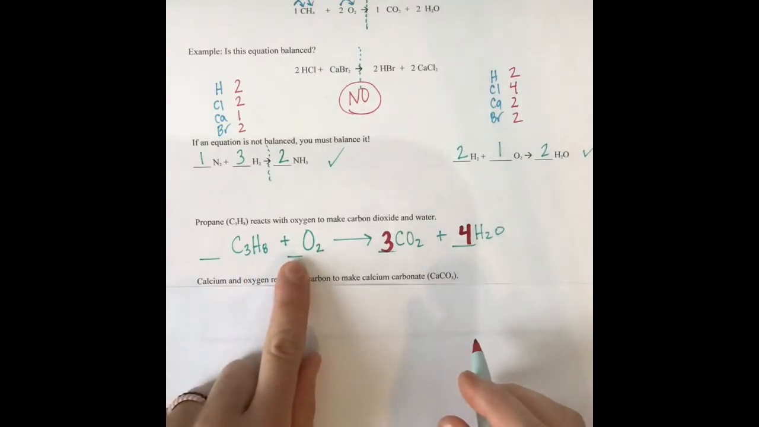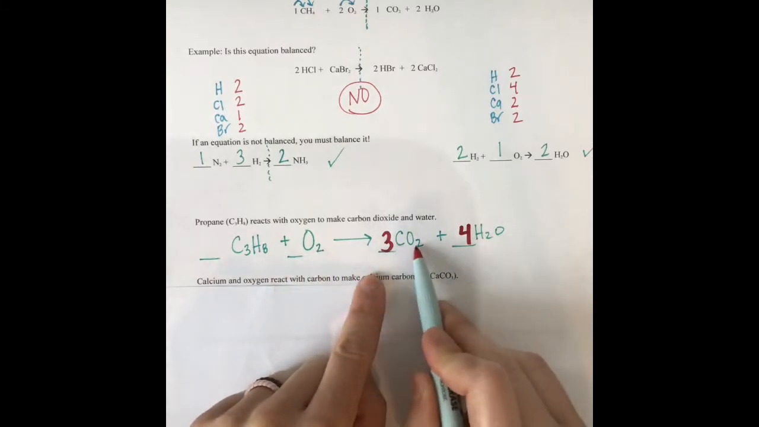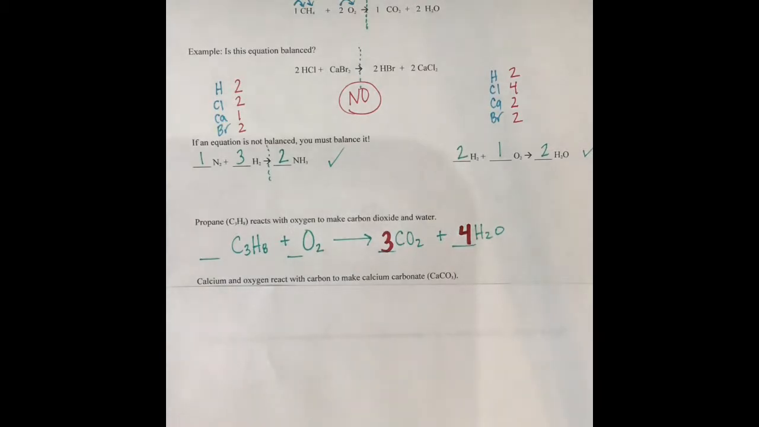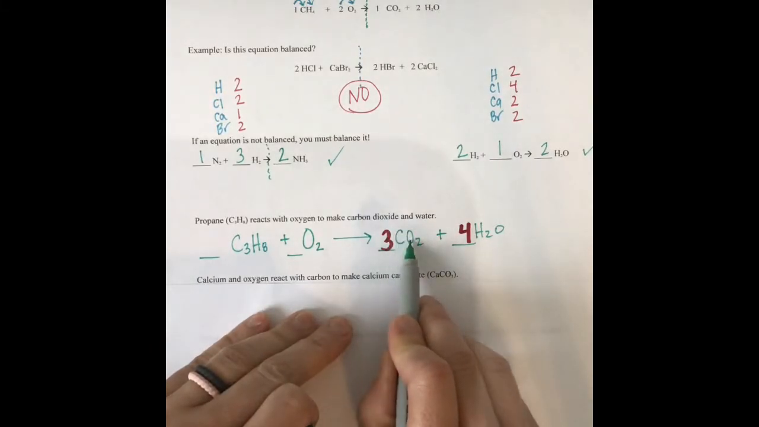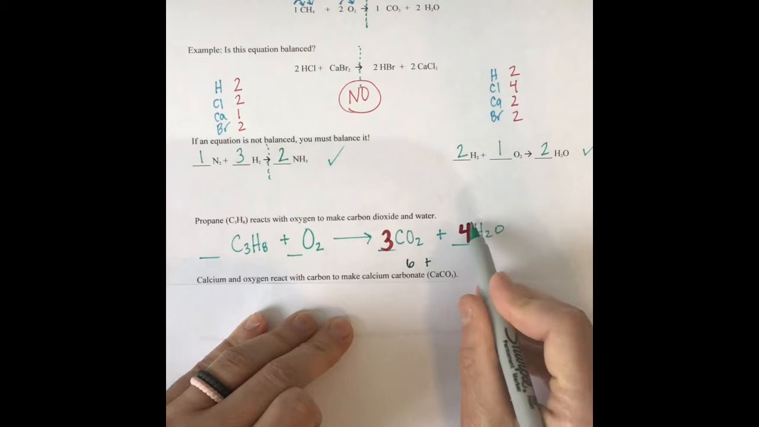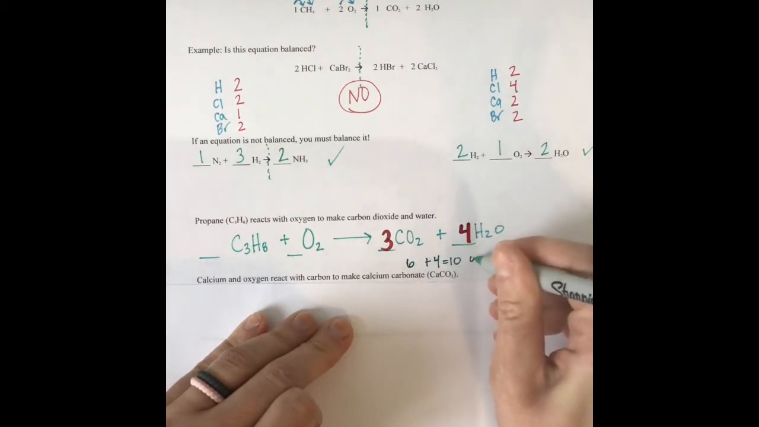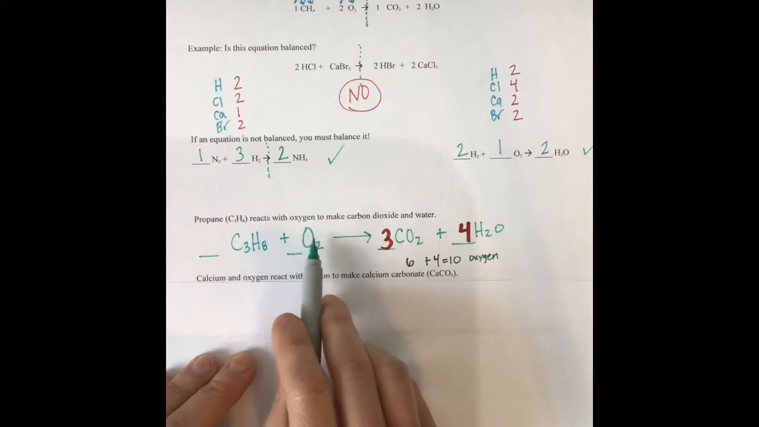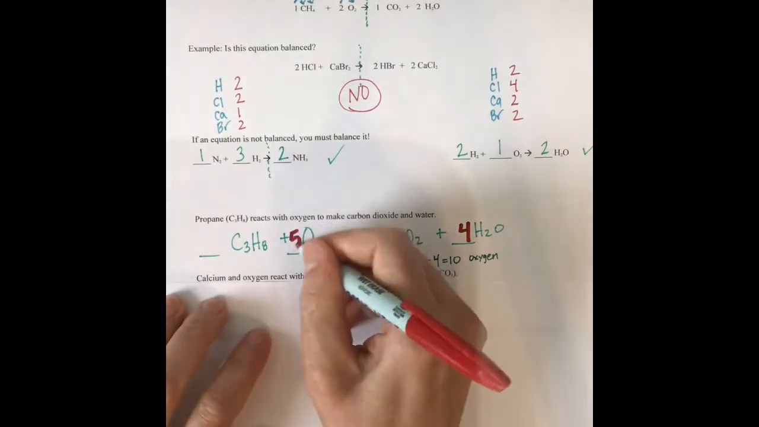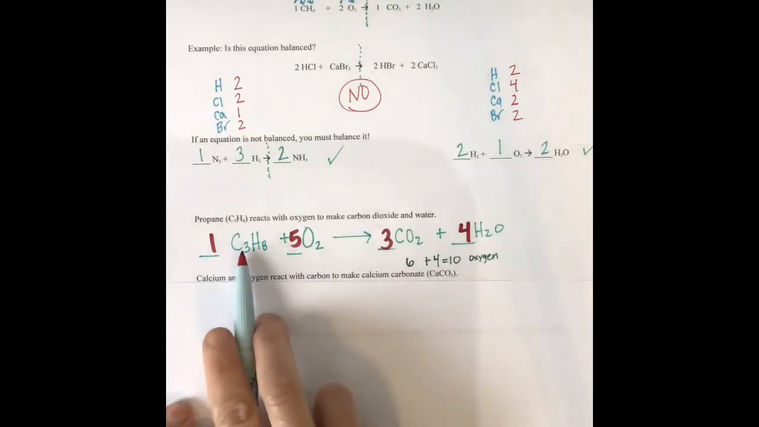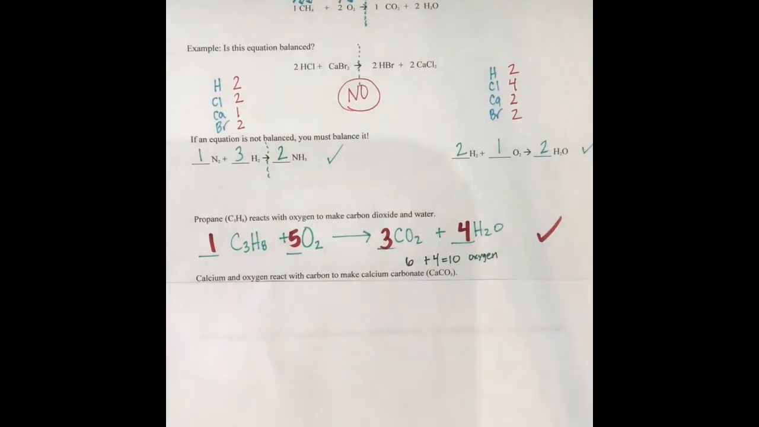All right, now I need to figure out my oxygens. Whoa, I've created quite a few over here. I have some with my carbon dioxide and some with my water. So let's step through this one together. I have 3 times 2 oxygens. So I have 6 from my carbon dioxide plus 4 O's from my water. I have 10 oxygen on the product side. So I know my coefficient needs to be something times 2 to give me 10. Perfect. And then I'm going to put a 1 here. It's always good to go back and check each element again. Make sure you have the same on the reactants as you do on the products.